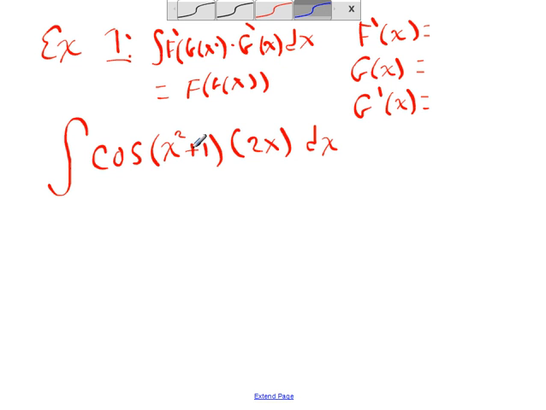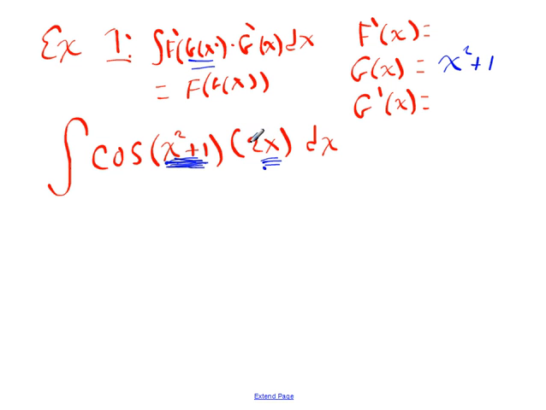So let's think about it. We've got cos of something times something. Well, this inside function looks like it's probably the g of x, and it is. It's our inside function, a composite function. So this is the inner function, and g of x is x squared plus 1. And then we've got the 2x. Well, that's the derivative of x squared plus 1. And so then our outer function is cos.